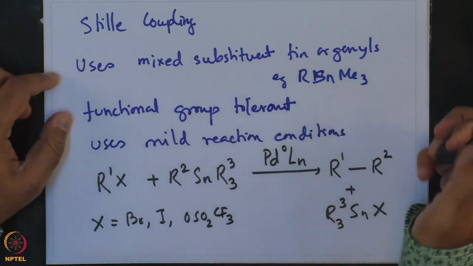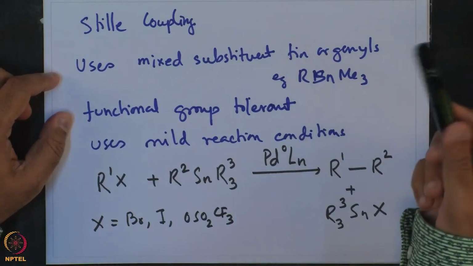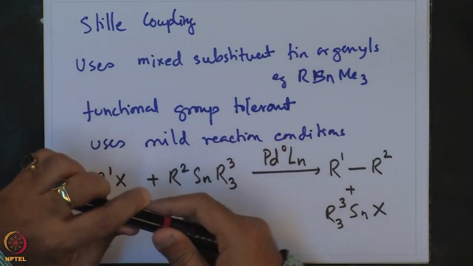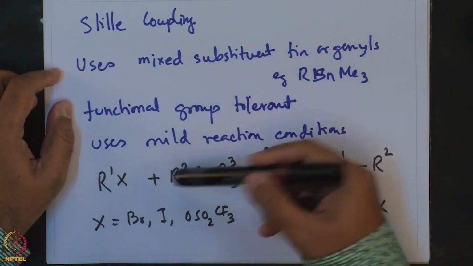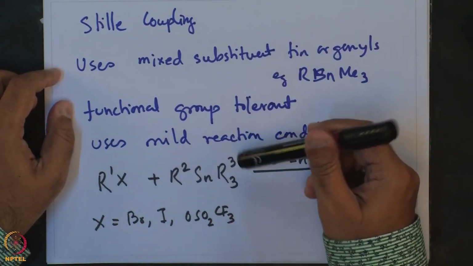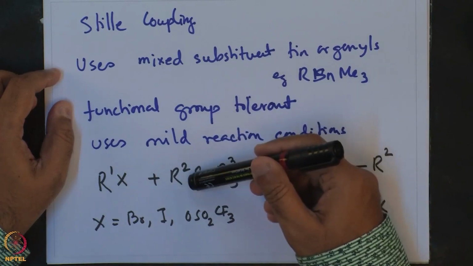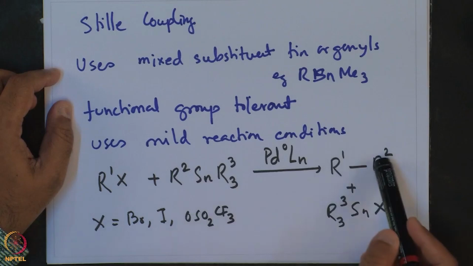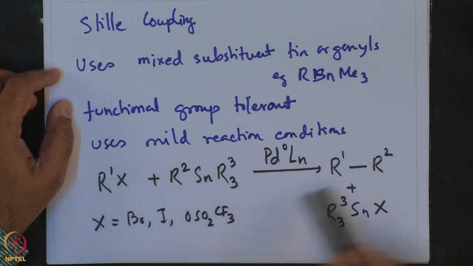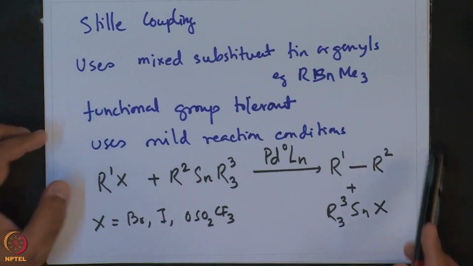Now, one thing which is characteristic to note in Stille coupling is that this organotin reagent, though it is mixed substituted, that means it has two different kinds of organic moiety attached to the tin, only one gets transferred in the cross-coupling reaction. For example, in this case R2 gets coupled, whereas R3 stays on the tin. So it is just the transfer of one of the organic moieties from this mixed tin organyl compound that really happens in the cross-coupling reaction.